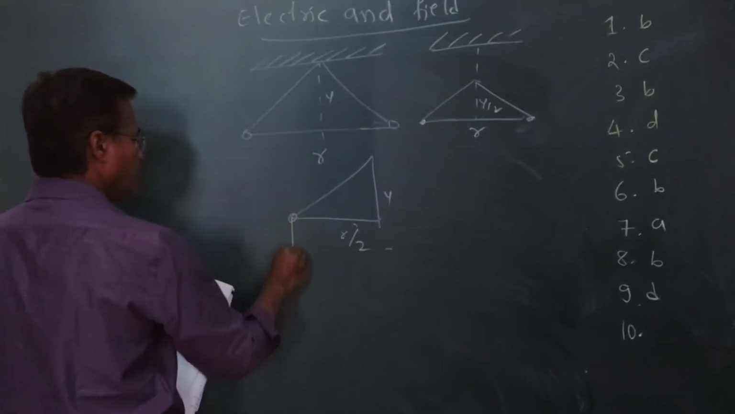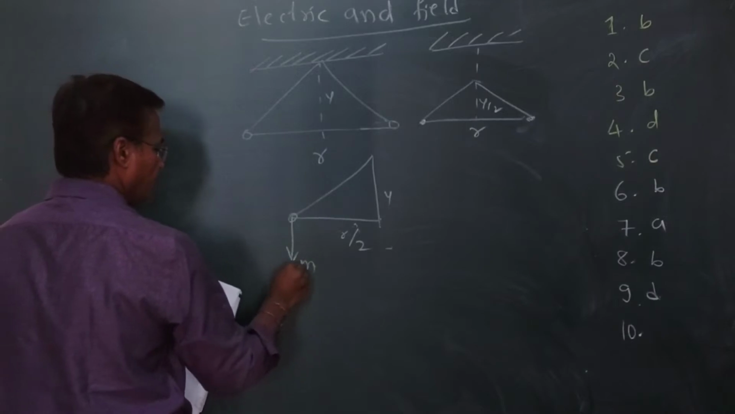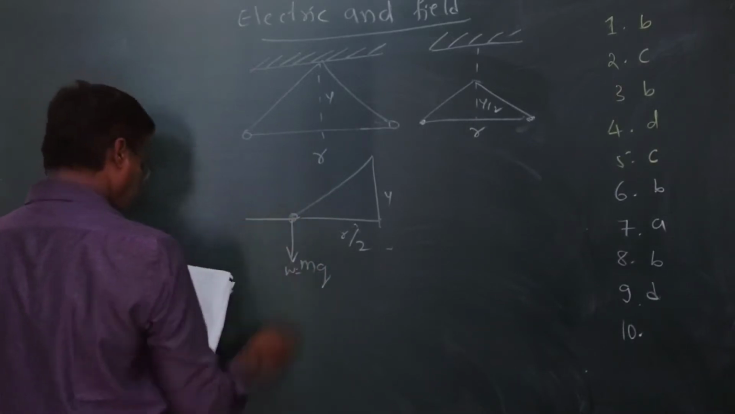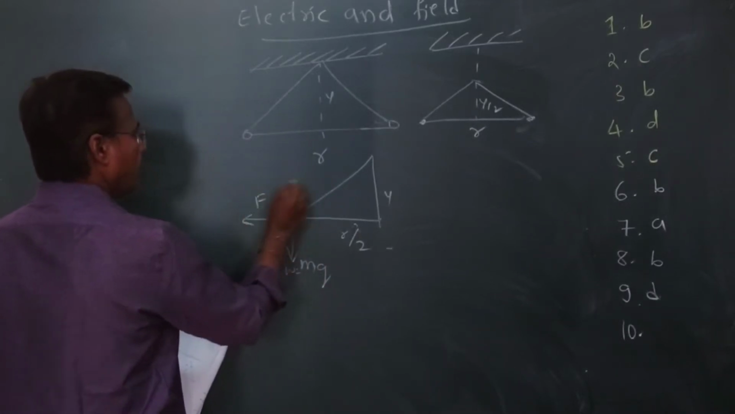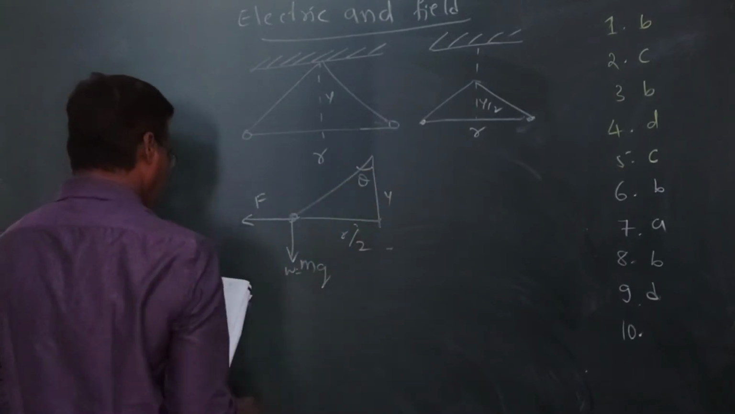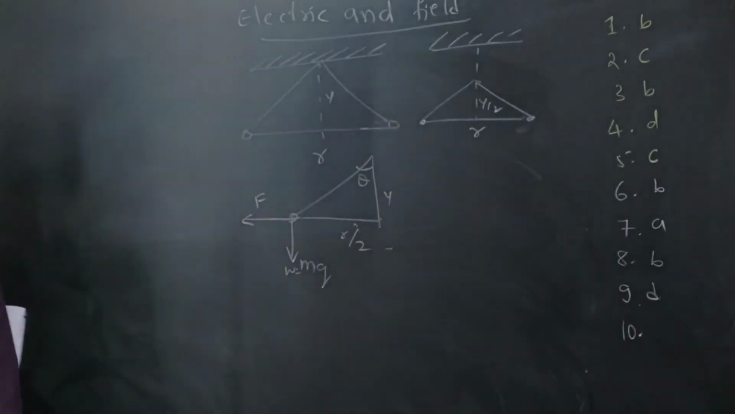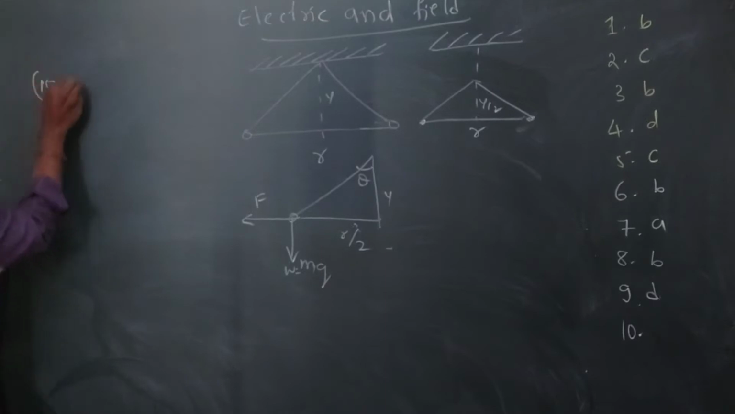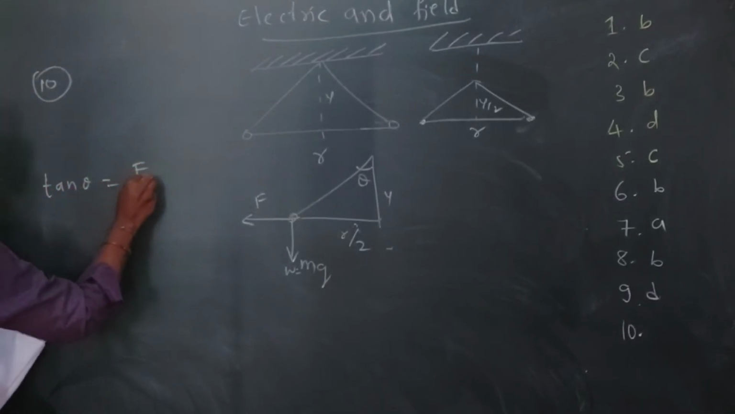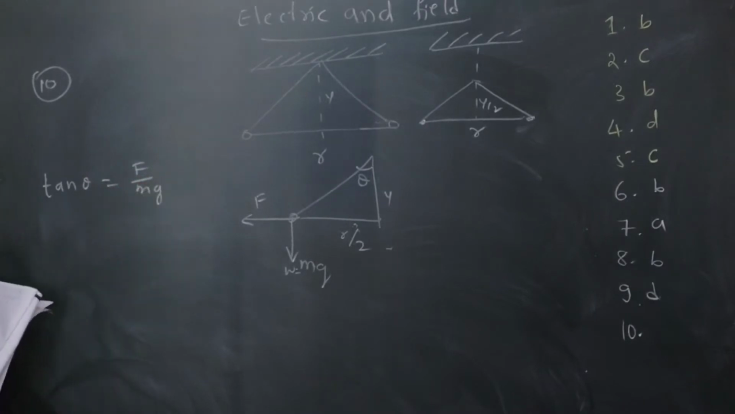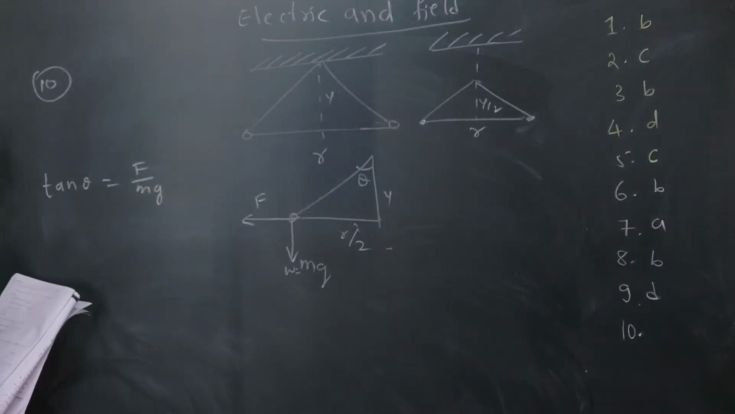This is the pith ball. Its weight is W equal to mg. The force exerting on it is F. So this is the angle theta. Okay, so that will be the what? Angle theta. So now, according to this, tan theta equal to F divided by mg.